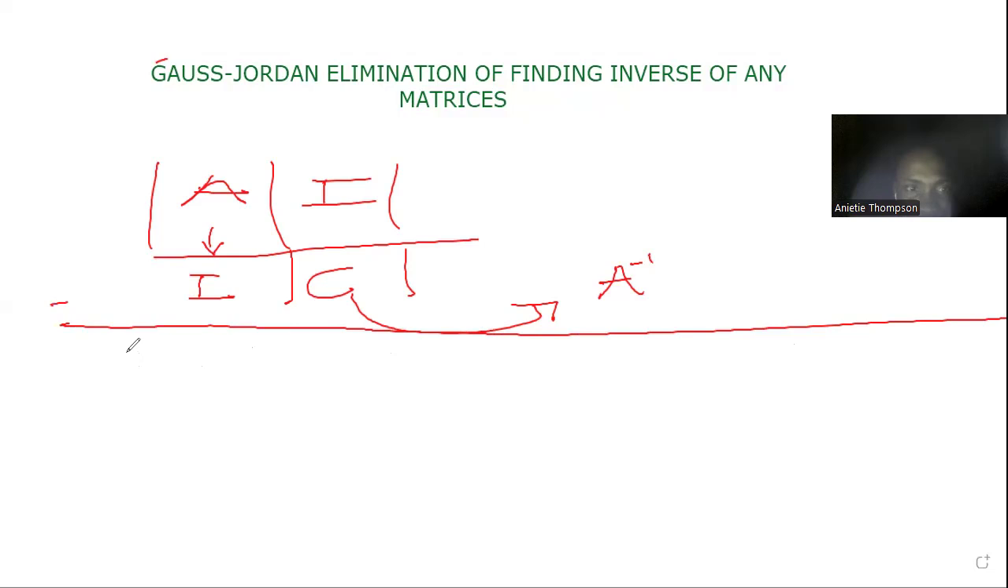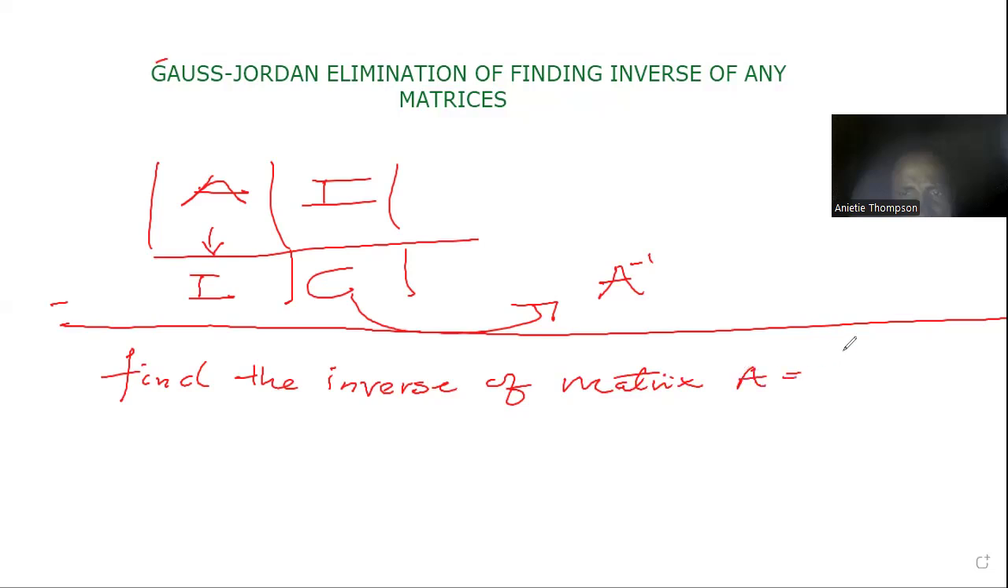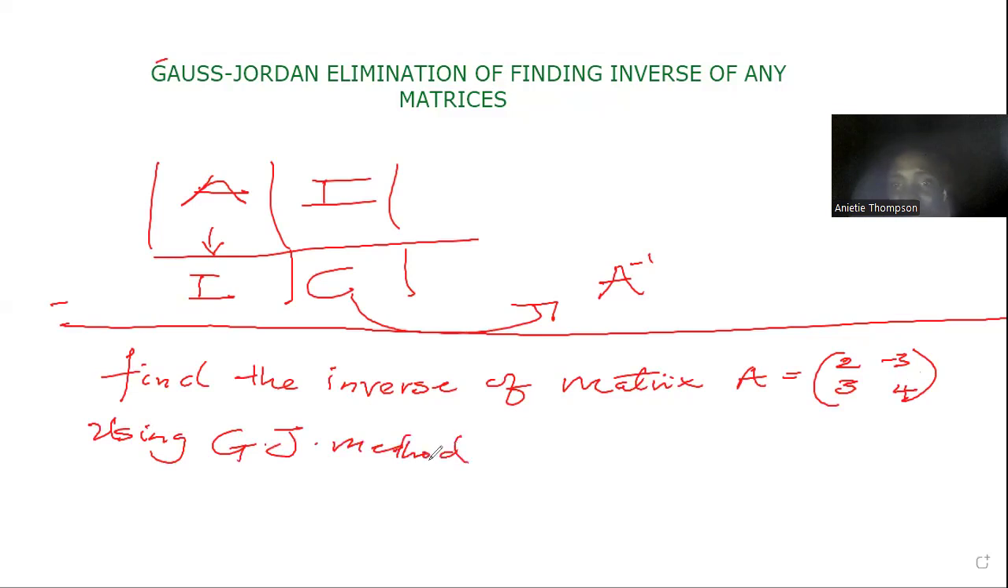Let me give examples. Find the inverse of matrix A, which is equal to, I want to start with a 2 by 2, [2, -3; 3, 4], using the Gauss-Jordan method. This guy was really a brave man.